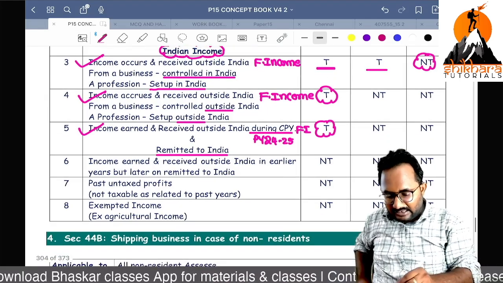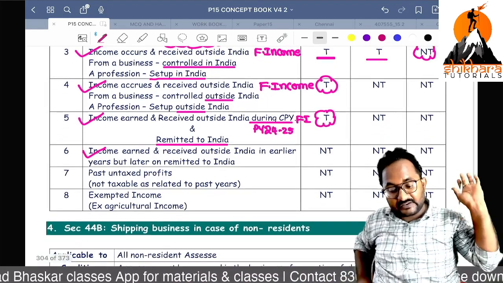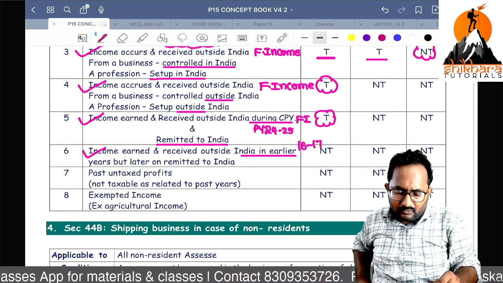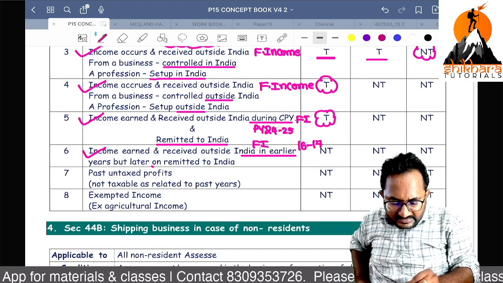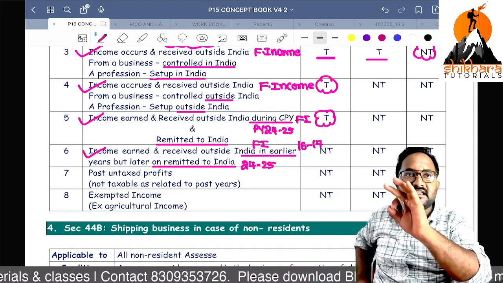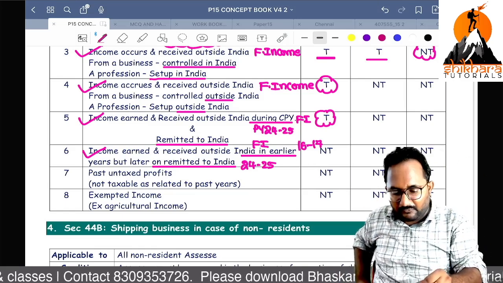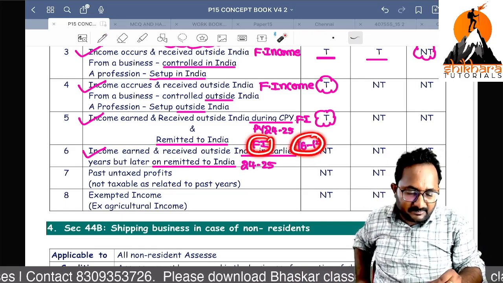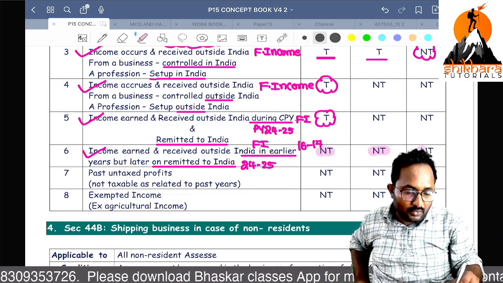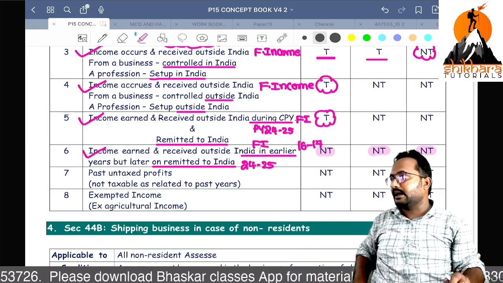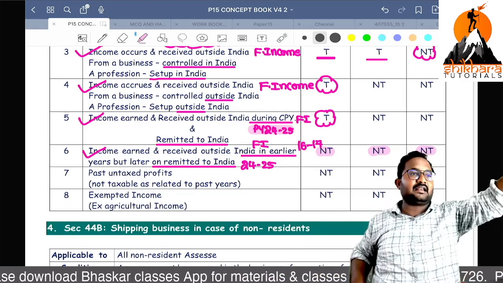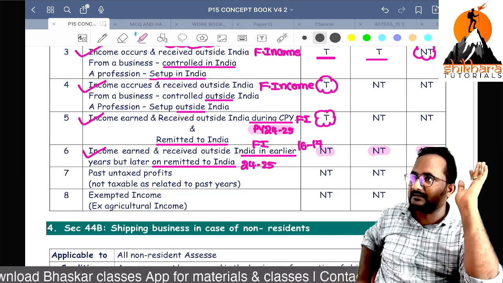Now, income earned and received outside India in earlier years, can you tell me? Okay, 16-17, one foreign income earned. Now that is remitted to India during which year? 24-25. For remittance, there is no tax treatment. For earning of foreign income, we have already given the tax treatment in which year? 16-17. That's why for remittance, there is no tax treatment. Clear? The above case is where during this year you earn the foreign income, so that's why we give the tax treatment, not for remittance.